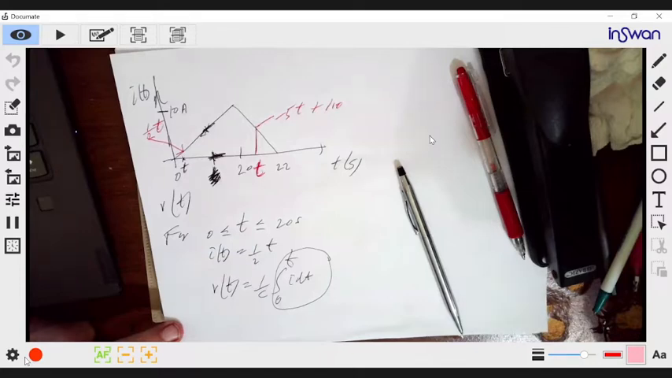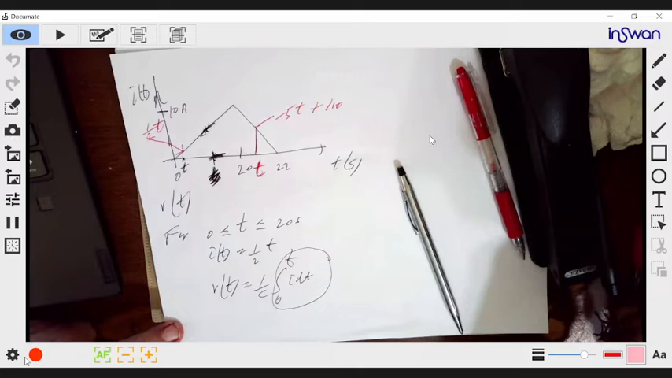The area from where to where? From 0 to T, go up to the slope, go up to the line. The area under the curve between 0 and T. And how much is that area? I don't know. How much is that area?